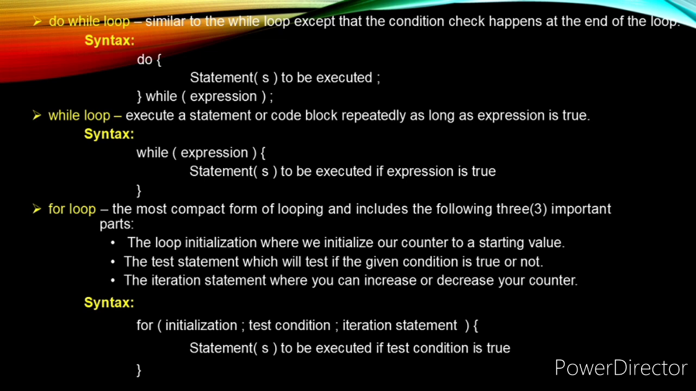First, the loop initialization, where we initialize our counter to a starting value. The initialization statement is executed before the loop begins. Second, the test statement, which will test if the given condition is true or not. If the condition is true, then the code given inside the loop will be executed. Otherwise, the loop will come out. Third and the last, the iteration statement where you can increase or decrease your counter.